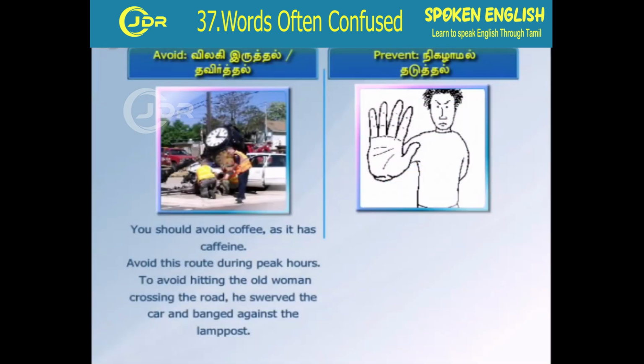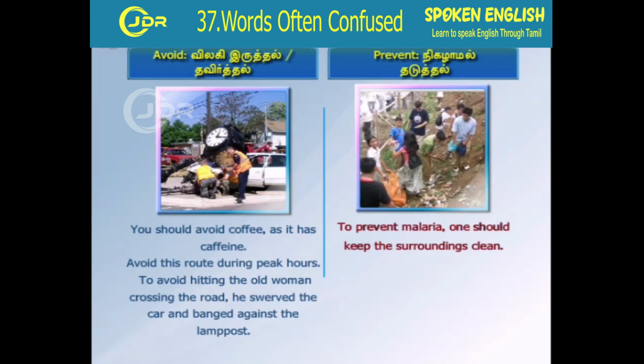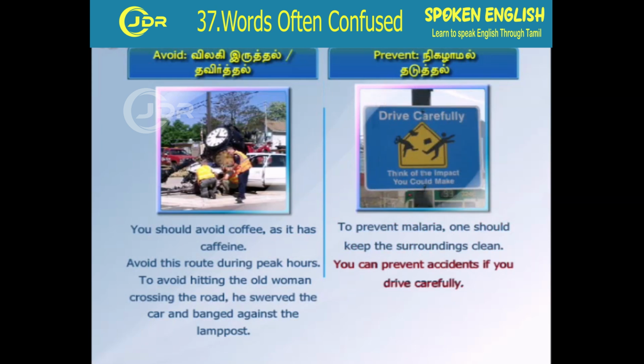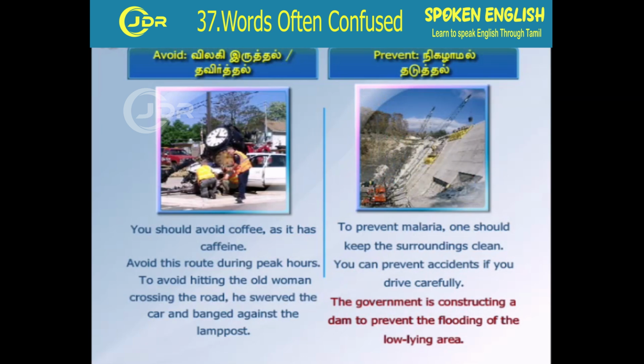Prevent, நிகழாமல் தடுத்தல். To prevent malaria, one should keep the surroundings clean. You can prevent accidents if you drive carefully. The government is constructing a dam to prevent the flooding of the low-lying area.